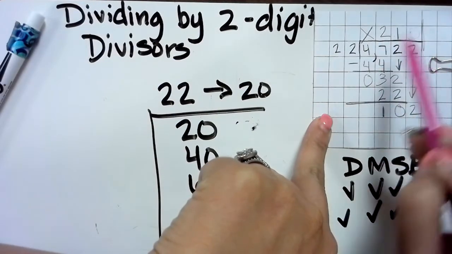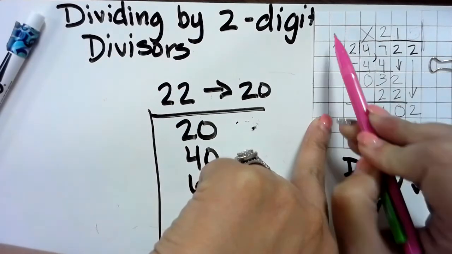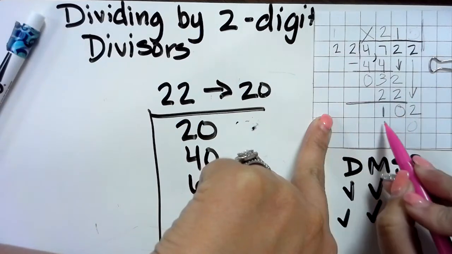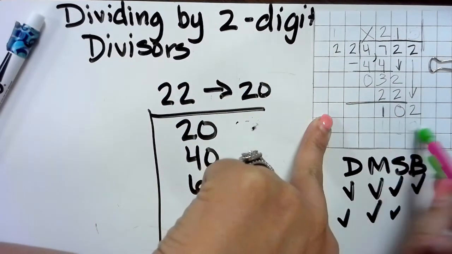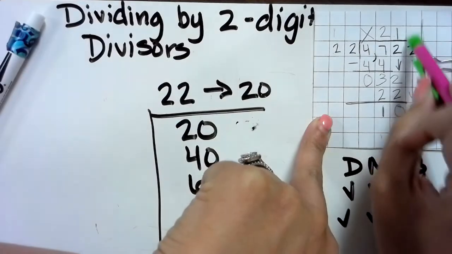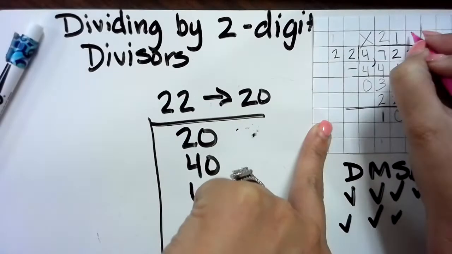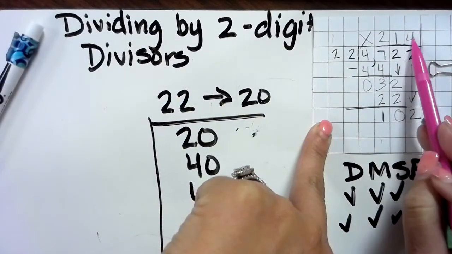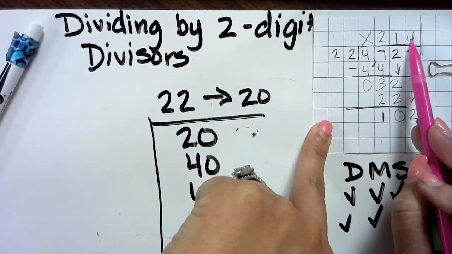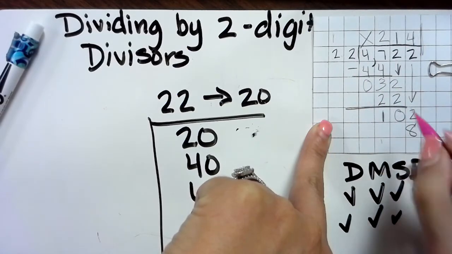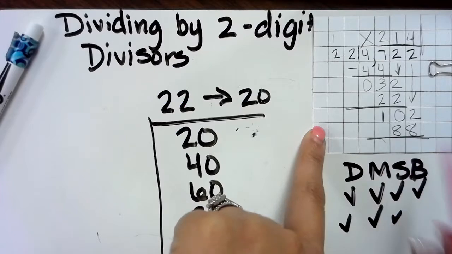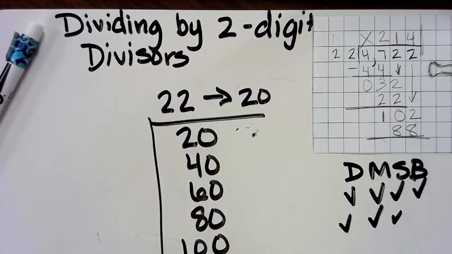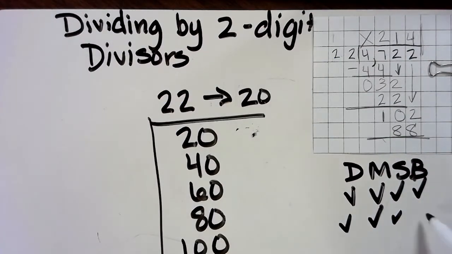times 22, well, 5 times 2 is 10. Carry the 1. 5 times 2 is 10 plus 1. That would give me 11. That'd be 110. That's too big, isn't it? So I know that I need to go down, and this would be a 4. So then 4 times 22. 4 times 2 is 8. 4 times the other 2 is 8. Okay?